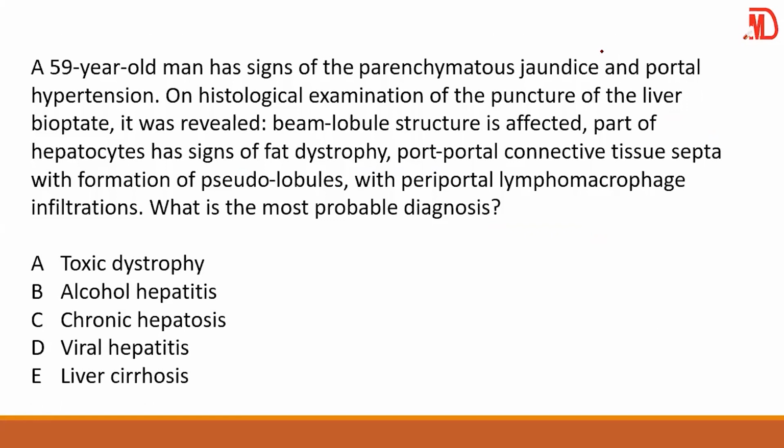We have a 59-year-old man with signs of parenchymatous jaundice and portal hypertension. On histological examination, the puncture liver biopsy revealed that the beam-lobule structure is affected. Part of the hepatocytes have signs of fat dystrophy, portal connective tissue septa with formation of pseudo-lobules, and periportal lymphomacrophage infiltration. What are we thinking about?